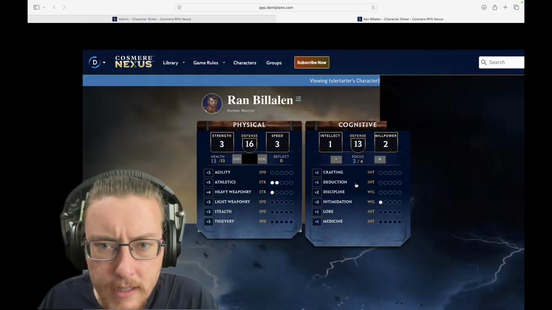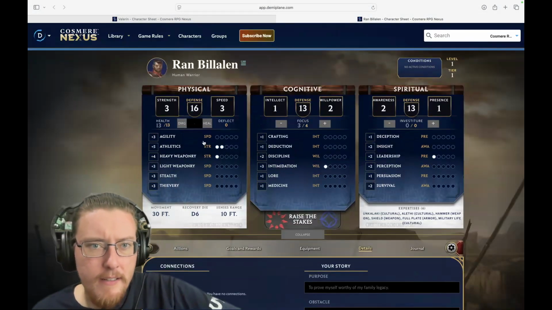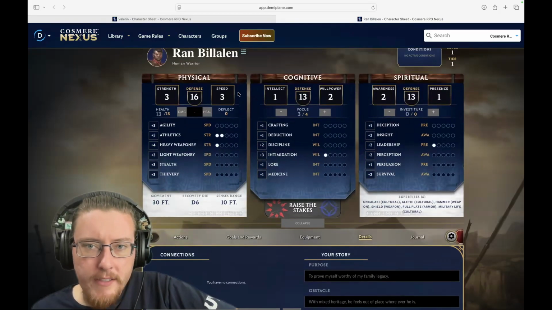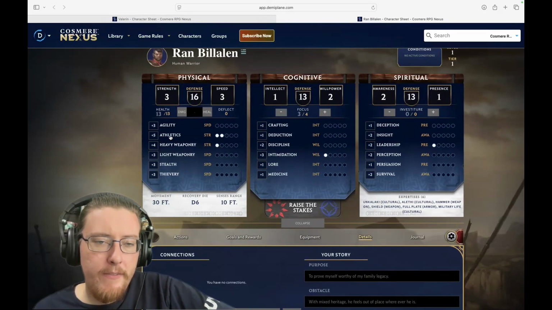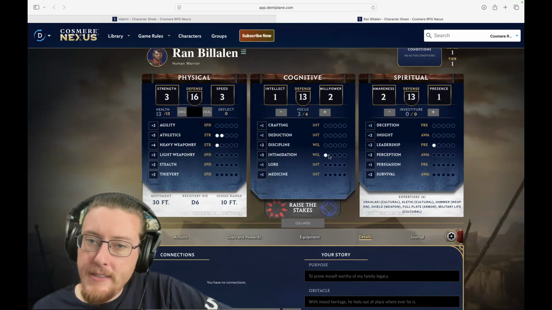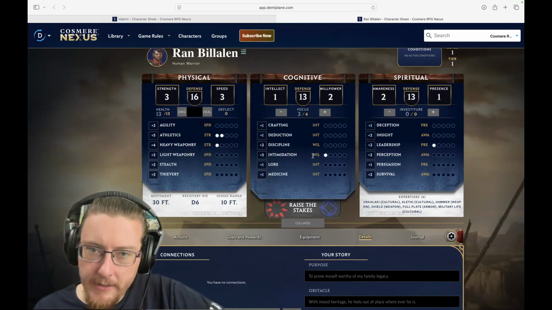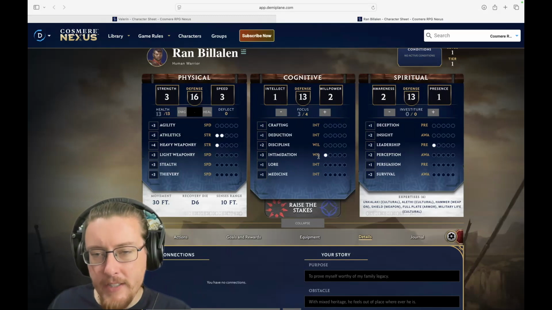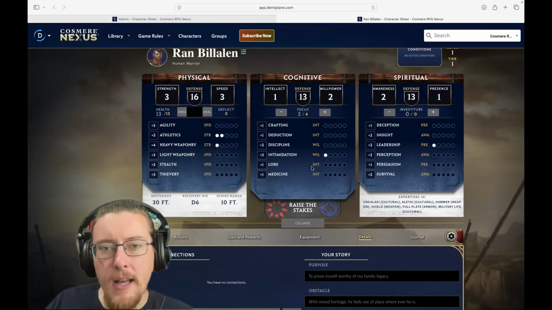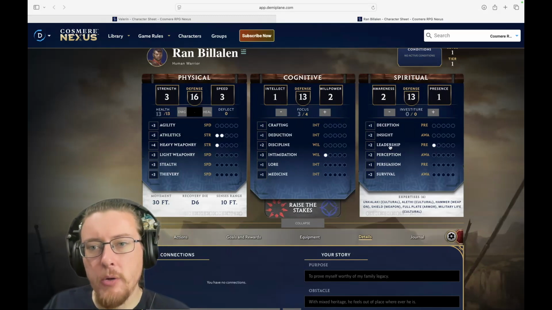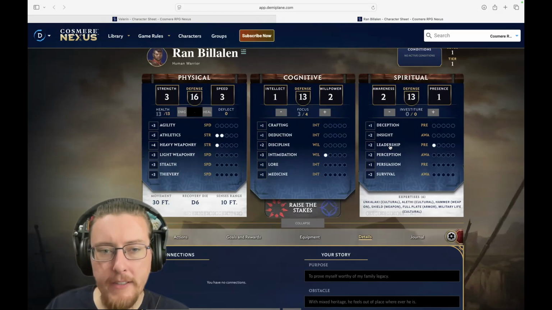Now, we got he maxed out strength and speed. His willpower and awareness are up. He's got heavy athletics. He's got heavy weaponry. He's got intimidation. He's got a role-playing skill here. That obviously can help in combat, but intimidation and leadership are going to stand out also in role playing.